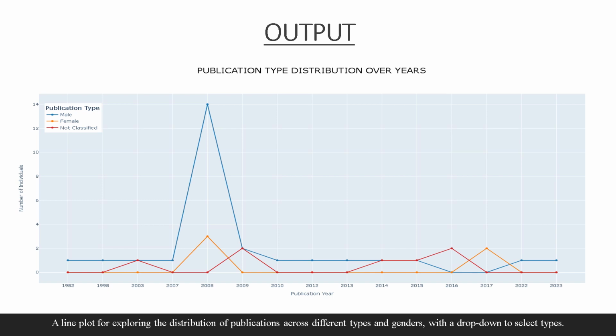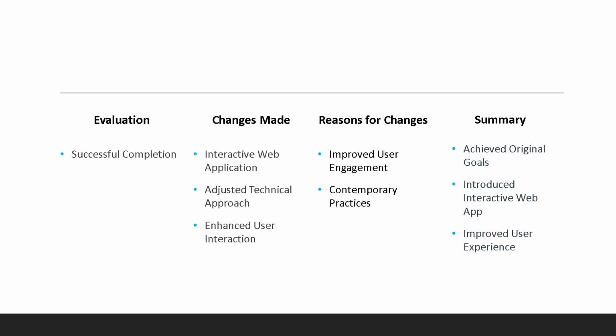The project's successful outcomes are attributed to its effective use of Dash and Plotly libraries, resulting in clear and interactive visualizations. These visually appealing and informative plots allow users to gain insights into gender-related trends and distributions within computer science publications. In the evaluation phase, the project has successfully met its set objectives.